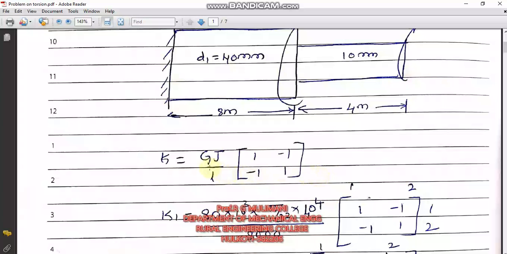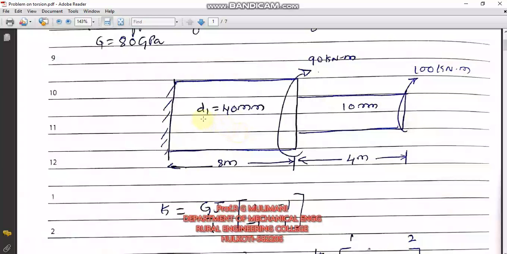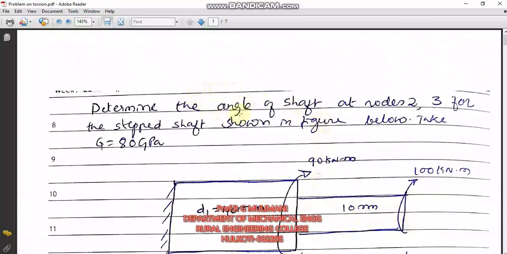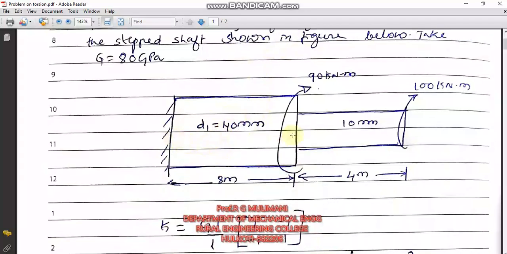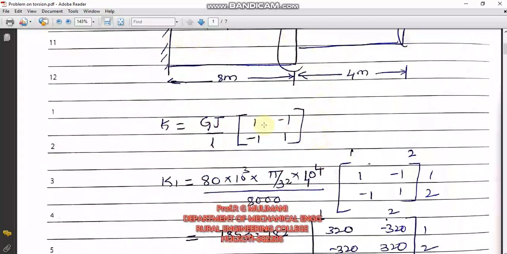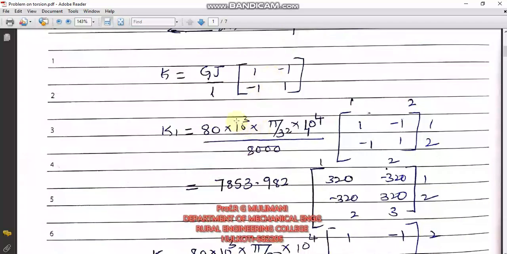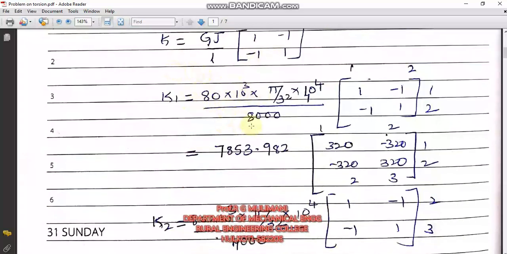It is a 2 by 2 matrix where G is the modulus of rigidity, J is the polar moment of inertia and L is the length of the element. Now we have two elements, element 1 and element 2. Let us find the stiffness matrix of element 1 and element 2. In this problem, it is asked to find the angle of twist, that is the nodal displacement at nodes 1, 2 and 3.